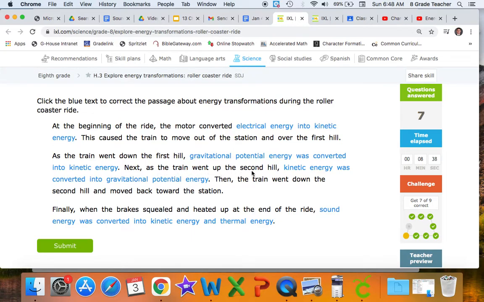Next, as the train went up the second hill, kinetic energy was turned into gravitational potential energy because it slowed down. Then the train went down the second hill and moved back towards the station. Finally, when the brakes squealed and heated up at the end of the ride, sound energy was converted into kinetic energy. We want to say that kinetic energy was turned into thermal energy and sound energy. That's a good synopsis or a summary of what we just went through, the entire scenario of our roller coaster ride.